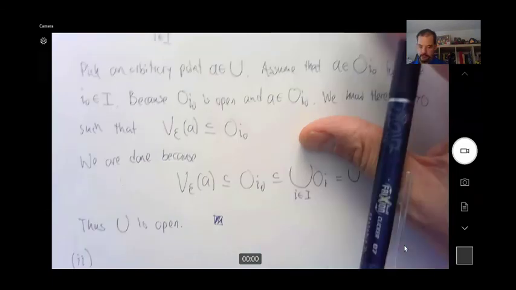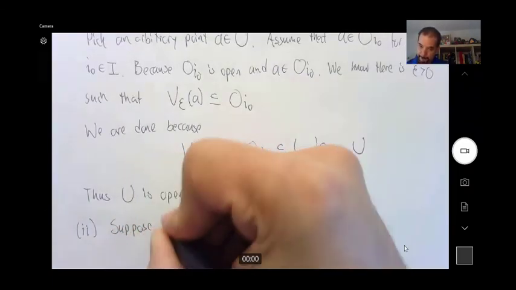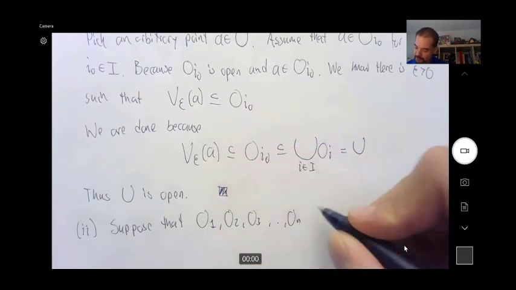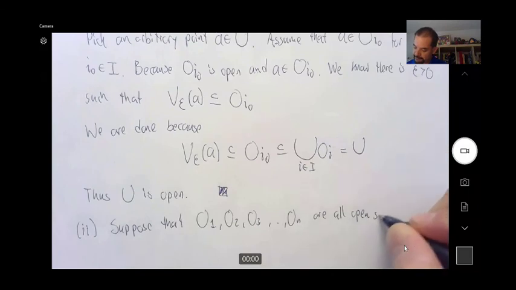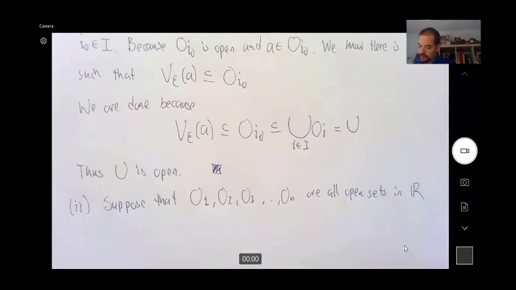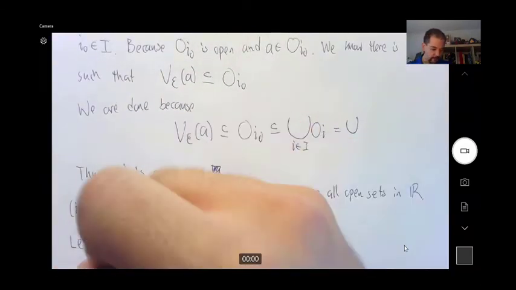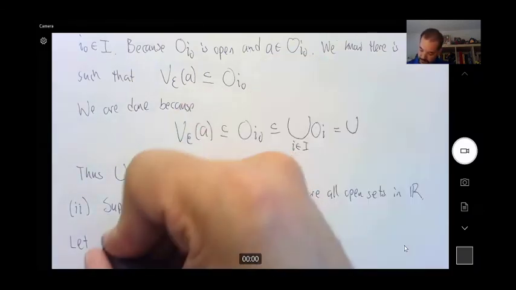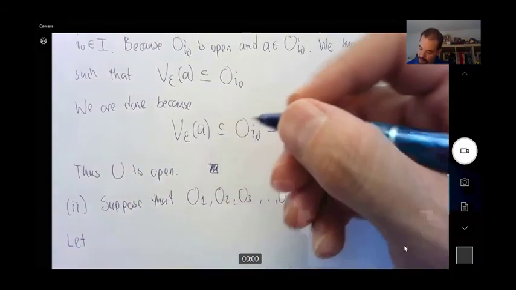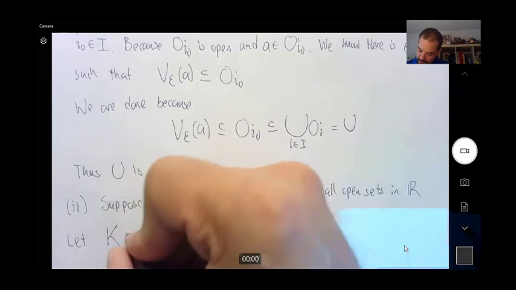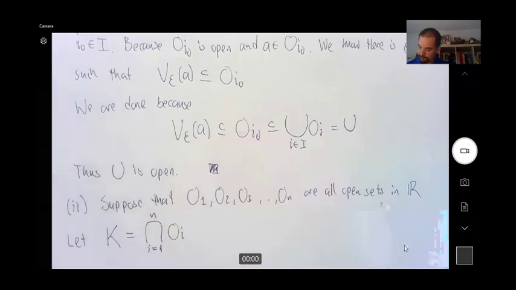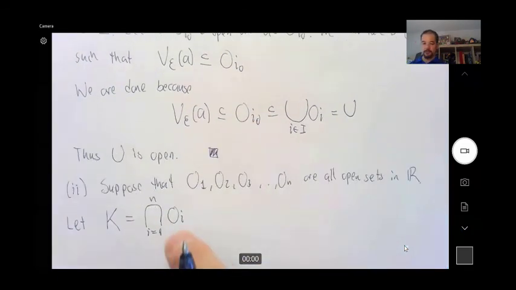suppose that O_1, O_2, O_3, all the way to O_N are all open sets in the real numbers. Okay, and then we're going to consider the intersection. I don't want to use I because we used I for the index set. So let's call it K. Let K be the intersection of all the O_i's from 1 to N, finitely many. And we need to show that this guy is open.